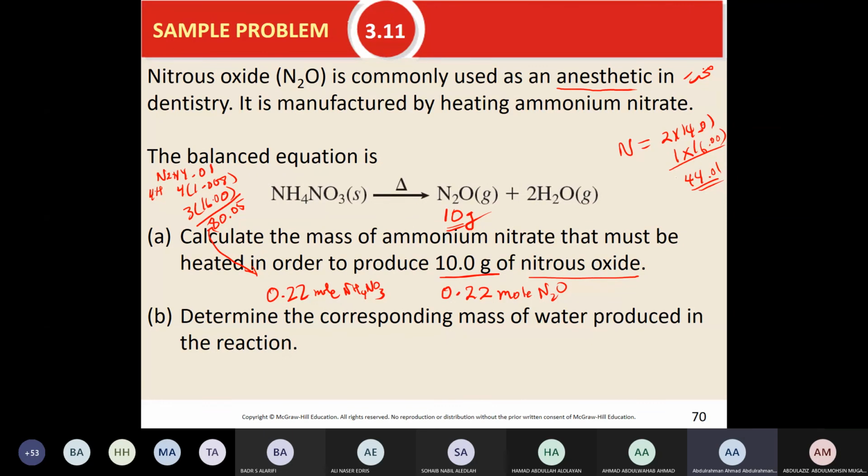Don't do rounding. Let's keep many numbers. If I have 10 grams, divide this by 44.01. What's the answer? It's 0.227. But we wrote only 0.22, and 0.227 is a big difference. Now multiply 0.227 times 80.05. 18.2. Yes. This compound is ammonium nitrate.